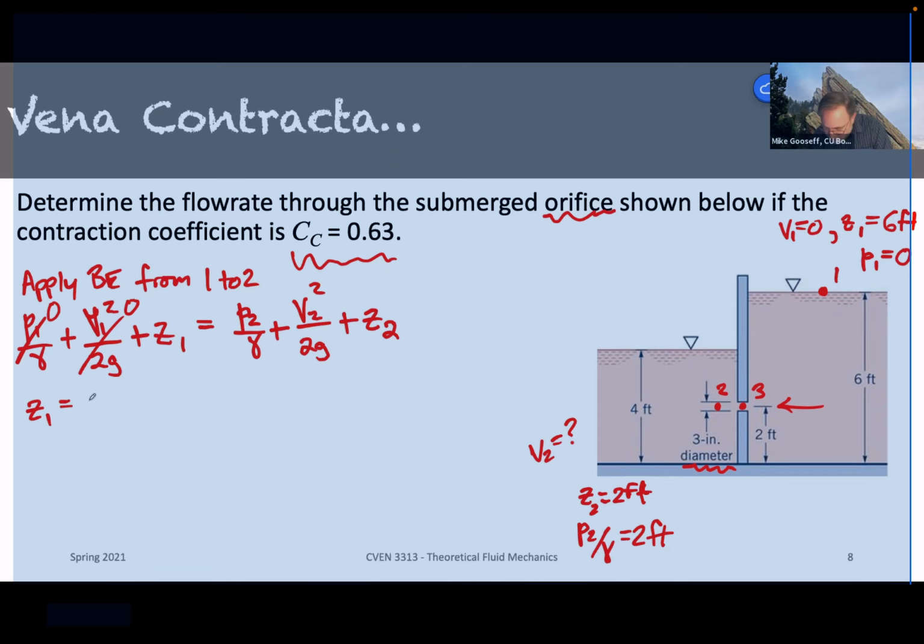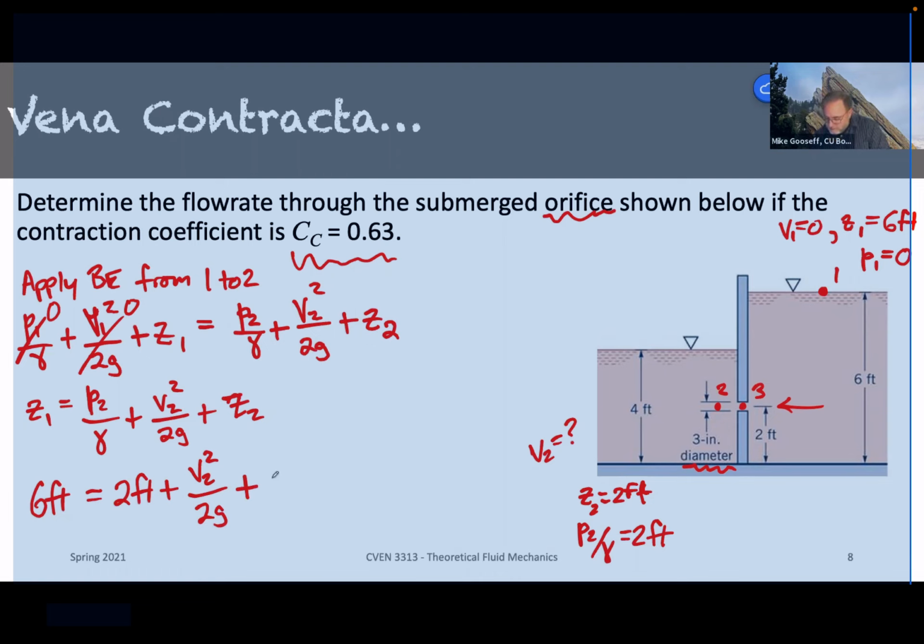P2 over gamma is basically 2 feet. I'll just write it in. We'll substitute all the numbers here in a second. P2 over gamma plus V2 squared over 2G plus, and then we added Z2. We know what Z2 is. So this comes out to be Z1 is 6 feet. The only thing we don't know is V2, so 6 feet is equal to 2 feet plus V2 squared over 2G plus Z, which we said was 2 feet as well.